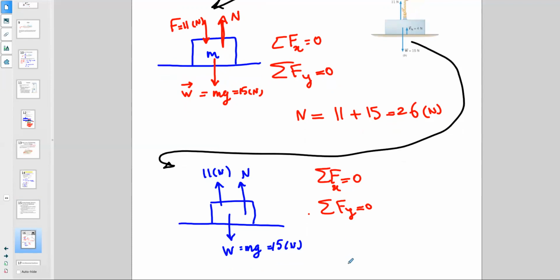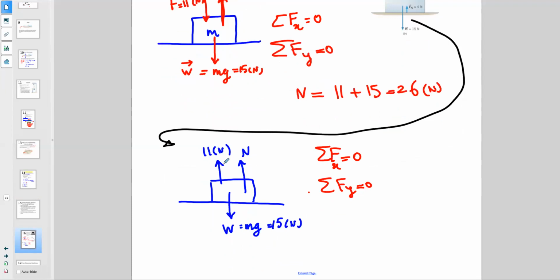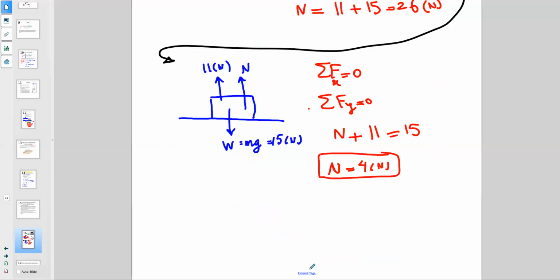Now, over here, along the y direction, I have two forces that are up and one that is down. So the two up should cancel the one that is down. So I have normal force plus 11 equals 15. In other words, the normal force should be 4 newtons, okay? So this is how the equilibrium works. All the forces along x and y should cancel out.